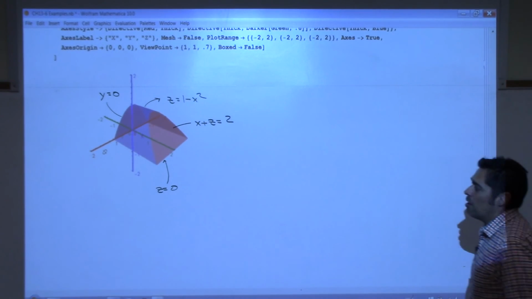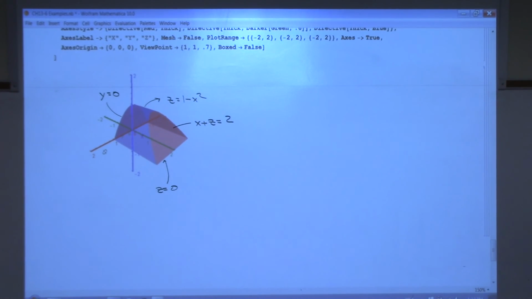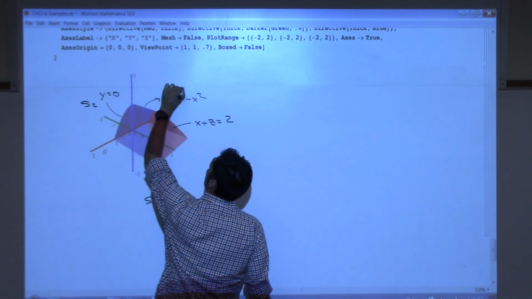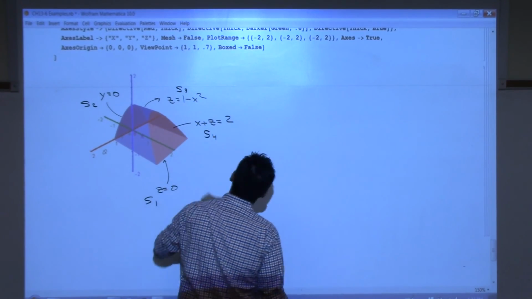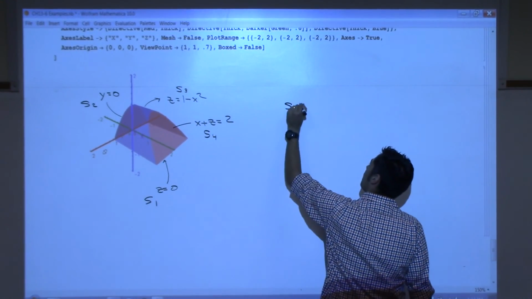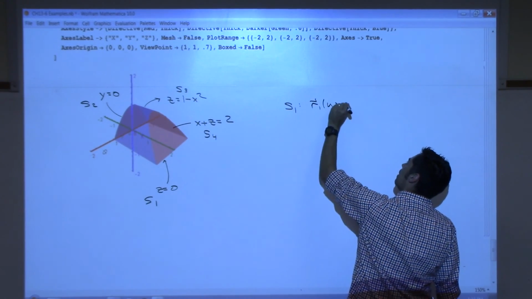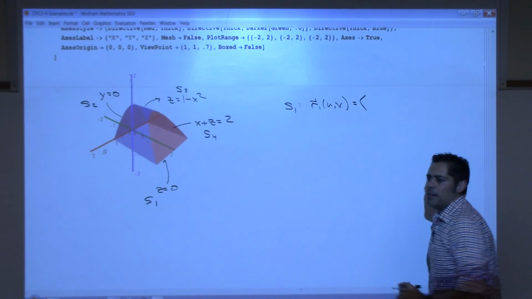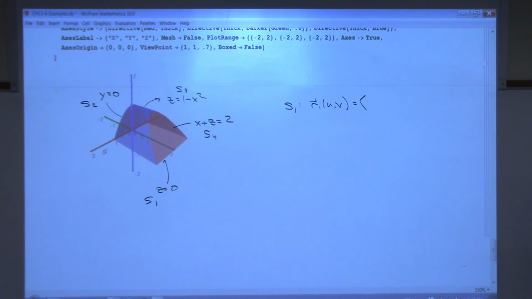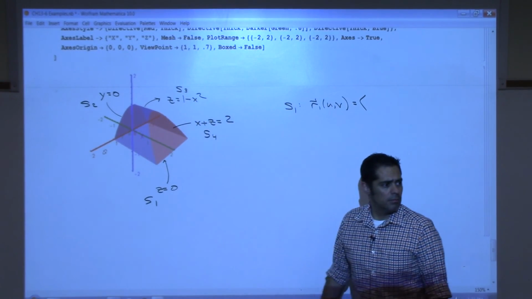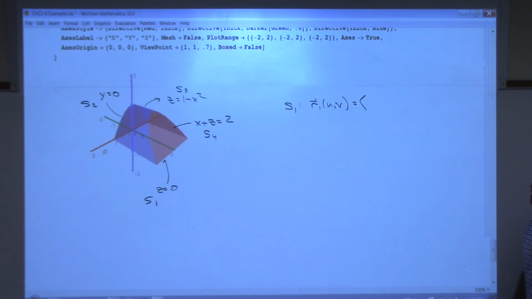All right, so where do you want to start? Let's do the bottom. Okay, let's label these. I'll just go clockwise: S1, S2, S3, S4. So for S1, this is R1 of UV. This is just a what? That bottom piece? Just a rectangle, right? That's as clean as you're ever going to get.